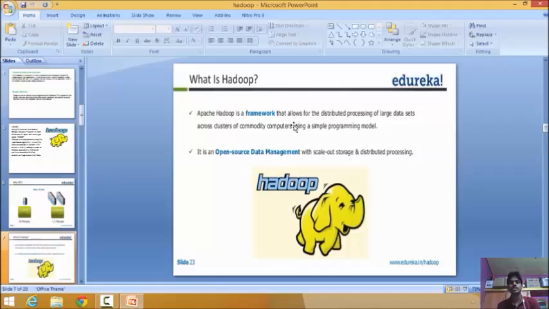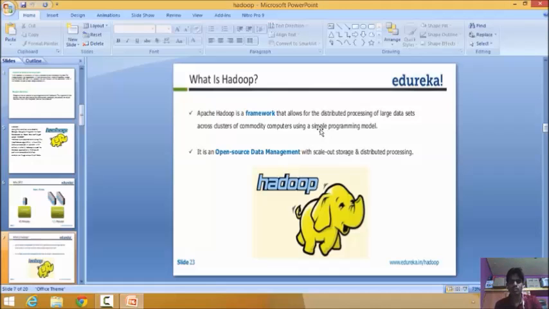How to process this data? What do we do to process this data? We use a simple programming model. What is this programming model? There are many programming models, but the basic one is MapReduce. We will discuss this in the further tutorial. Let us not go deep into that. Let us move further.